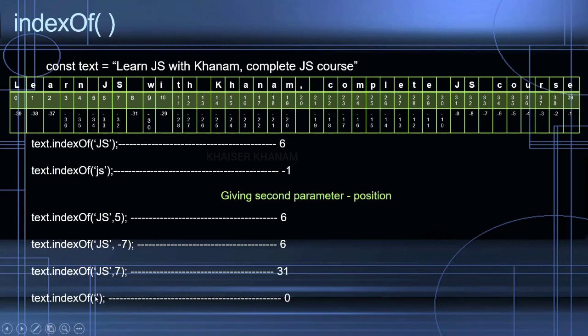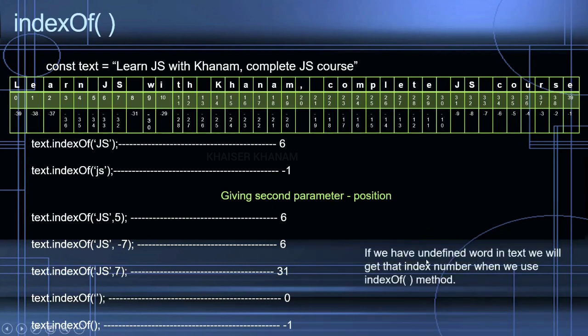Finally, if I pass an empty string, I will get the result as 0. But if I pass empty brackets, I will get -1. But suppose in my string I have the word undefined, then whatever index that undefined has, I will get that as my result. I will show you this practically. Once you see this practically, you will have much more clarity on the indexOf method.